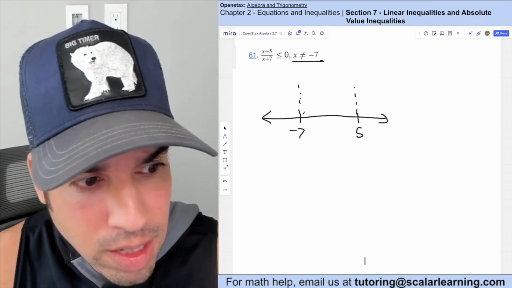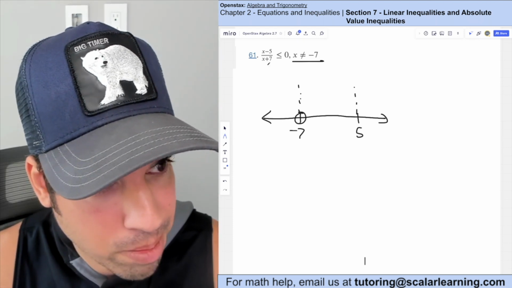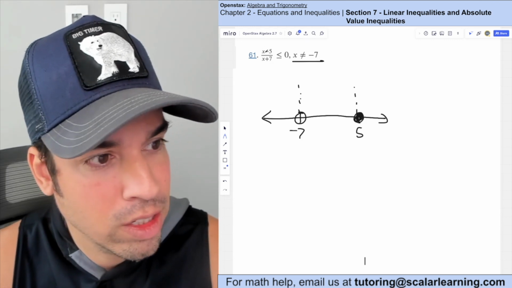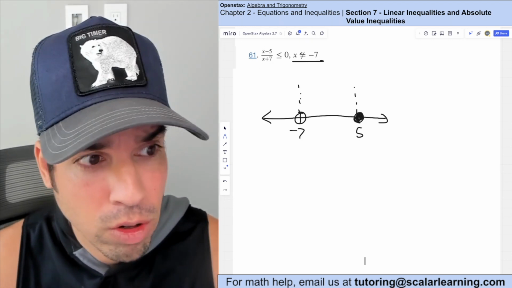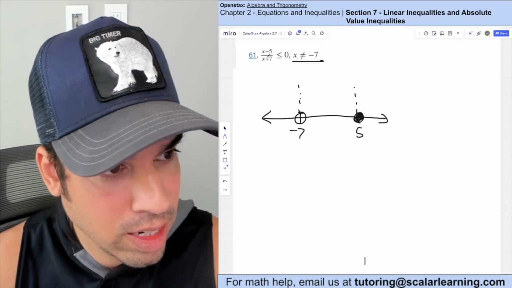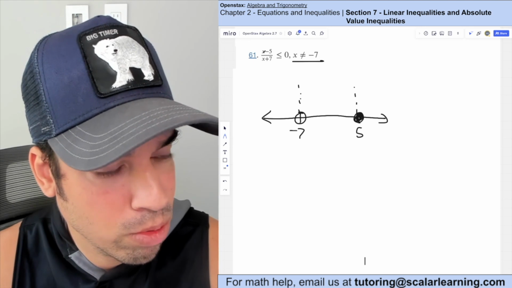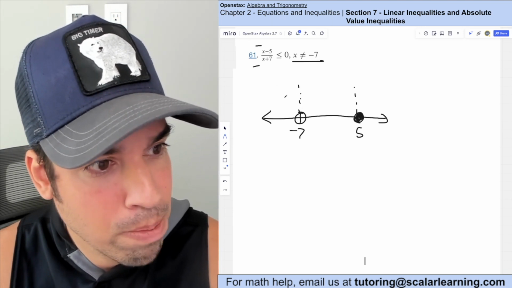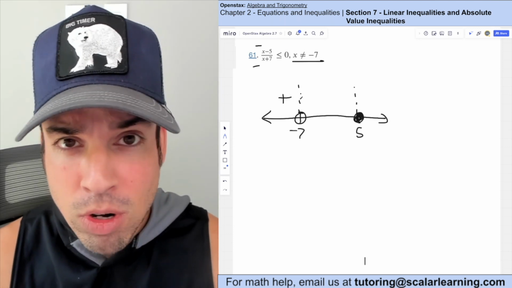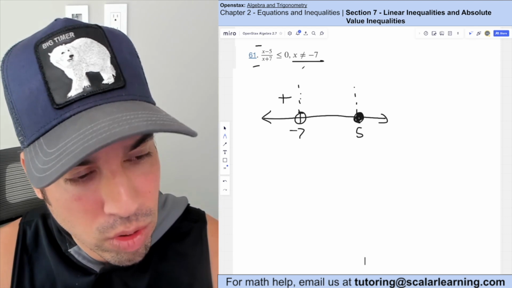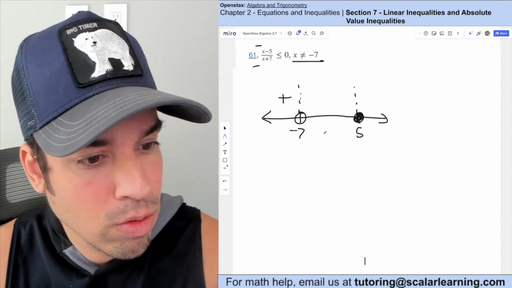By the way, negative 7 is not included in our solution set because it becomes undefined, but 5 is, because if we plug in 5, we actually get 0 divided by 12, which is 0, and that is less than or equal to 0. So now let's look, if we plug in values less than negative 7, like negative 8, for example, we'd get a negative on top, negative 13, and we get a negative on the bottom. That's a positive. And guess what? That's not part of our solution set because we want to know when this is going to be less than or equal to 0.